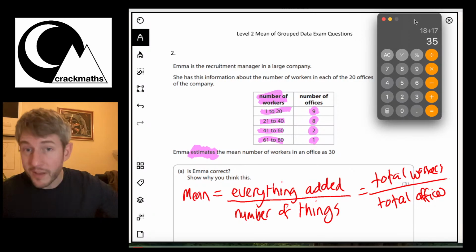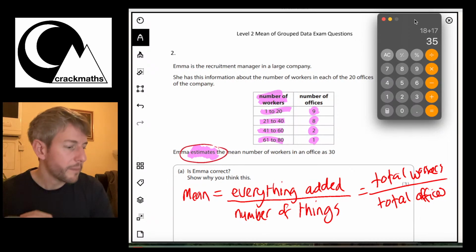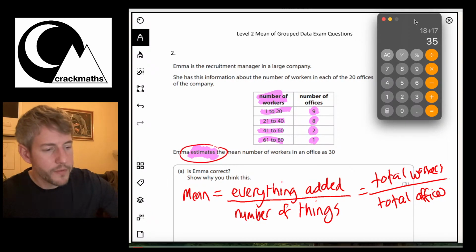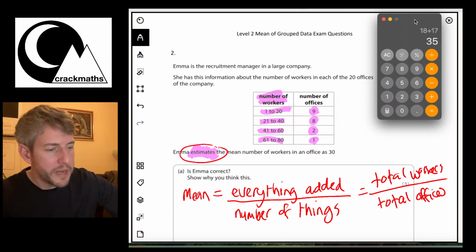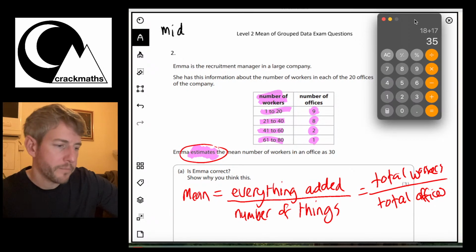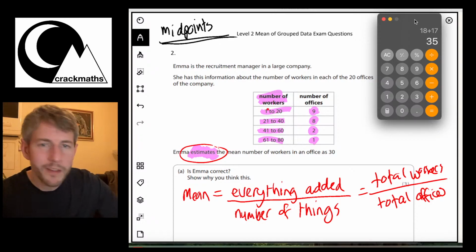Now, I started talking about this estimate, then I moved on. The estimate comes in because she doesn't know the number of workers in any of the offices. So we've got to estimate it. And the way that we estimate that is with a thing called midpoints. And this is essentially, again, kind of finding the mean of the 2 numbers in the interval.